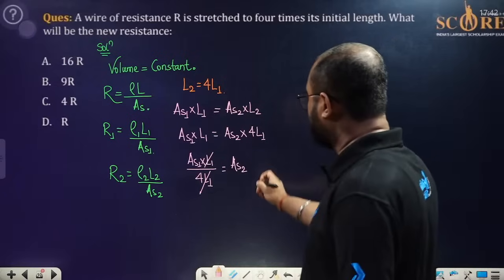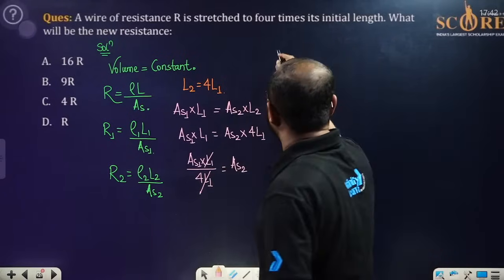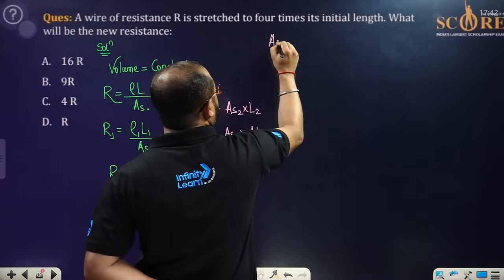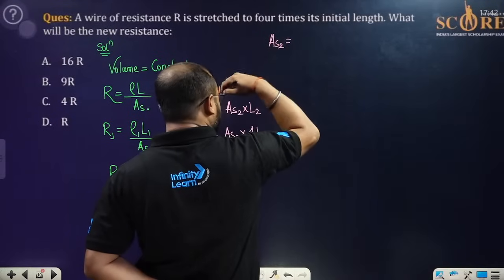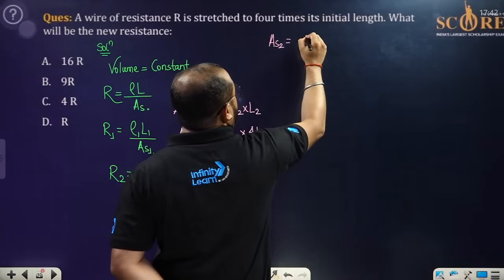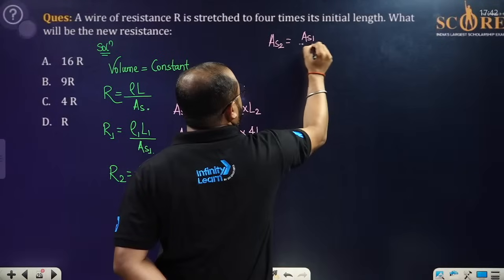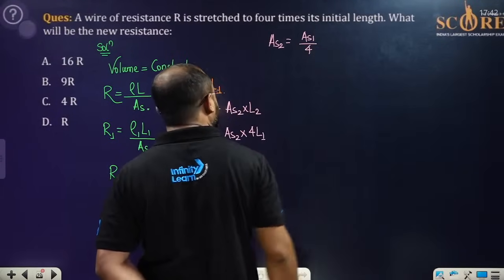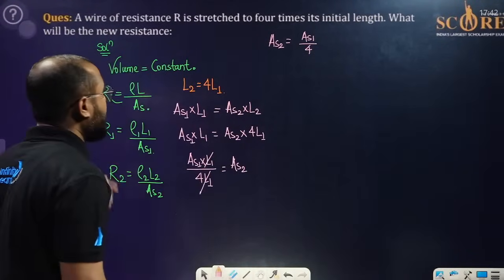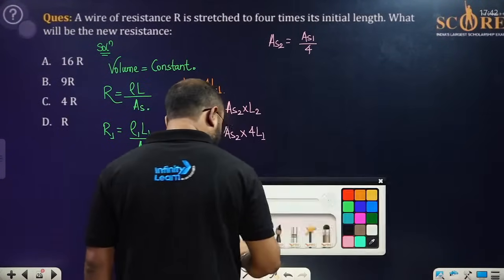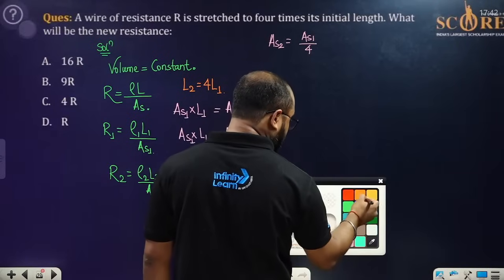Fine. So this is what it is. We can find here that the area of cross section 2 is equal to area of cross section 1 divided by 4. Now we will be putting in the values.